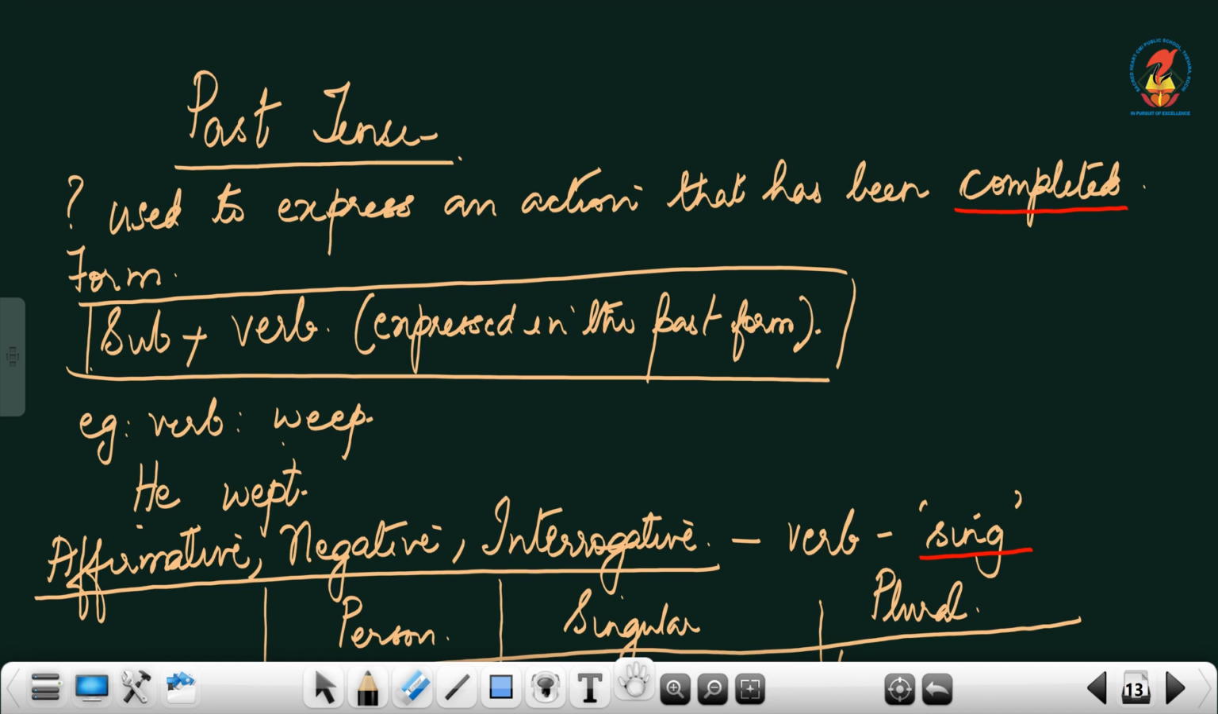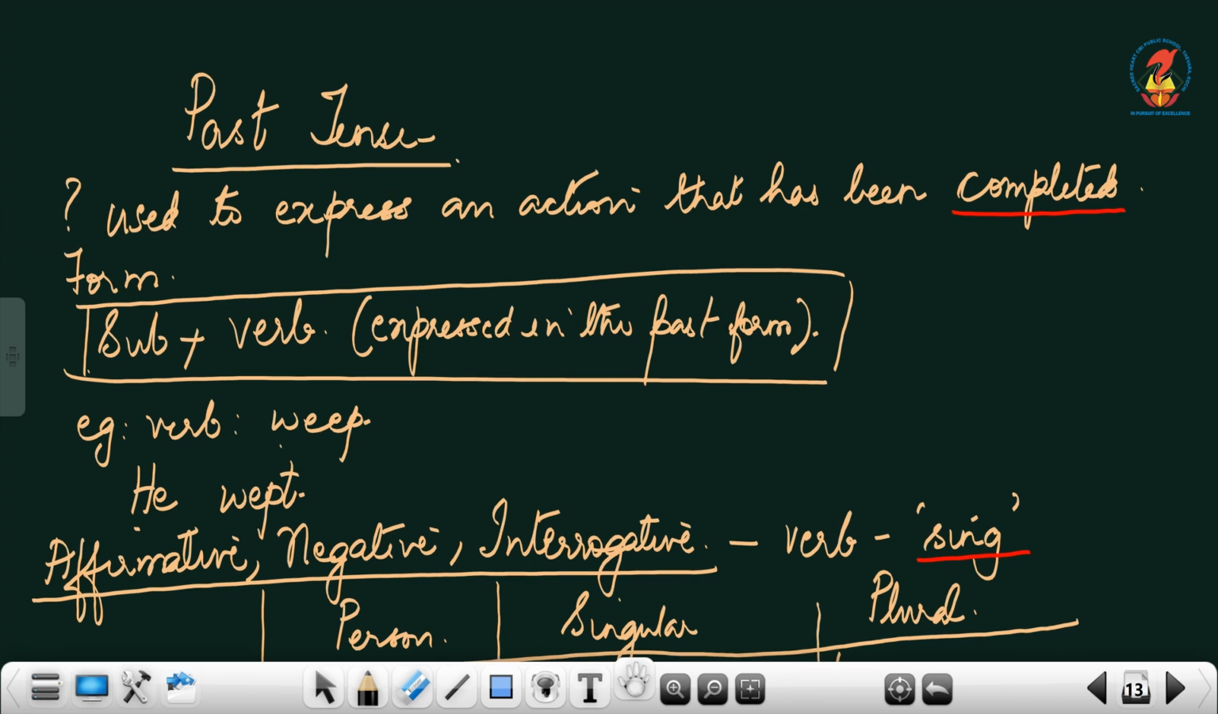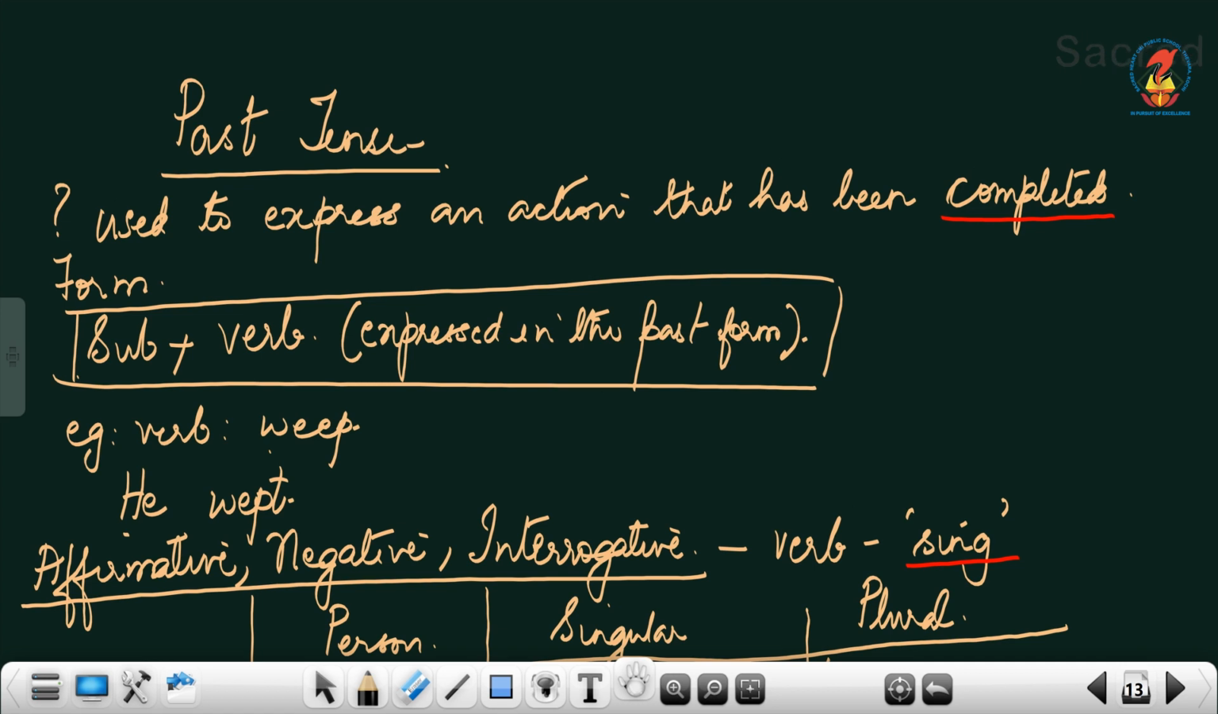How will you express the past tense? You have got the subject plus the verb that is expressed in the past form. For example, if you have got the verb weep, what do you mean by weep? Crying. So how will you express a subject plus the verb in the past? Your verb is given as weep. Usually when the verb is given, it will always be given in the present tense. Now how do you convert it into the past form of this verb? Weep, what will be the past form? It will be wept.